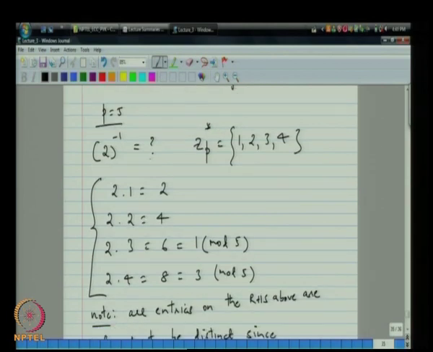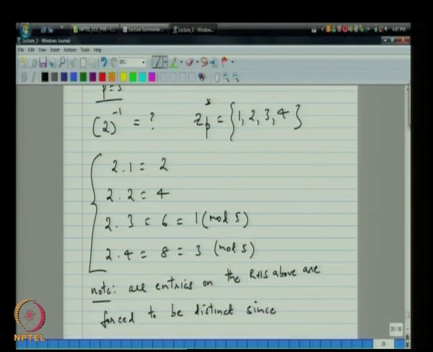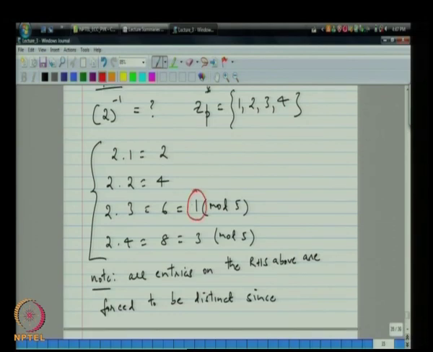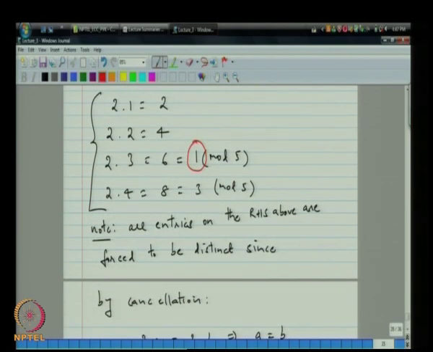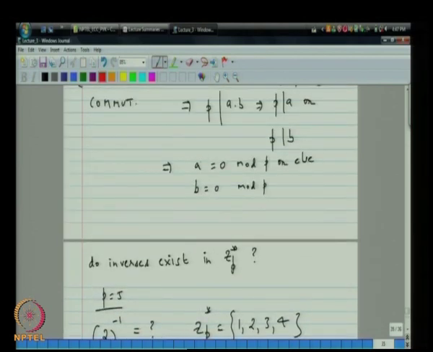Supposing you are trying to look at 2 inverse. To find 2 inverse, you can multiply 2 by all the non-zero elements in succession, and it has to be that all the elements on the right hand side will be distinct, which means that all these elements must appear on the right hand side exactly once. In particular, that means even 1 will occur exactly once. So, there is some element such that 2 times 3 is 1. That means 3 is actually 2 inverse. This group, by the way, is commutative.